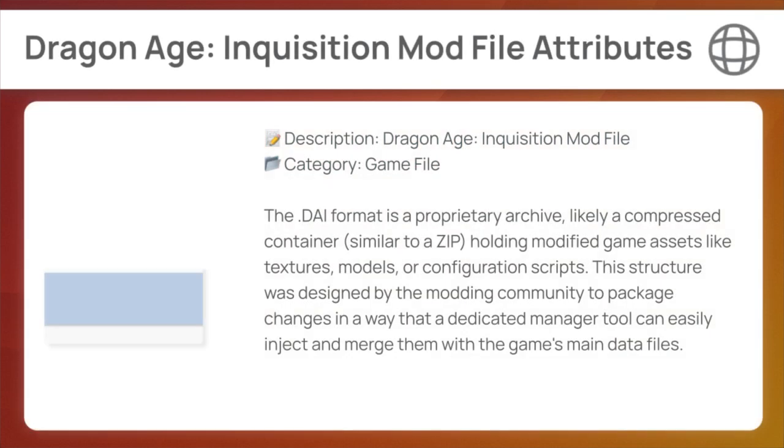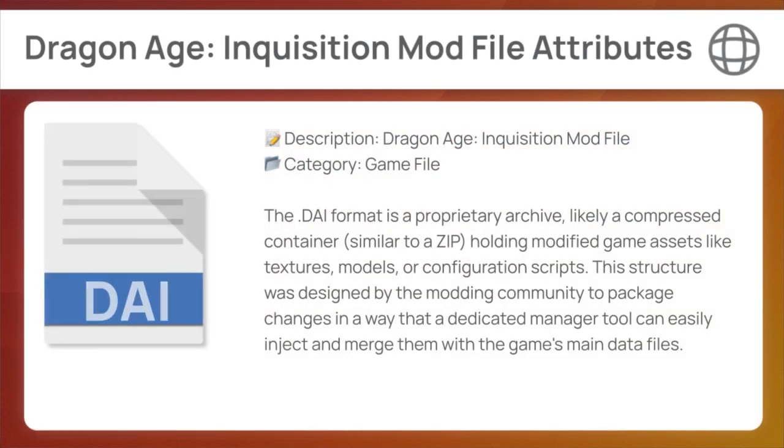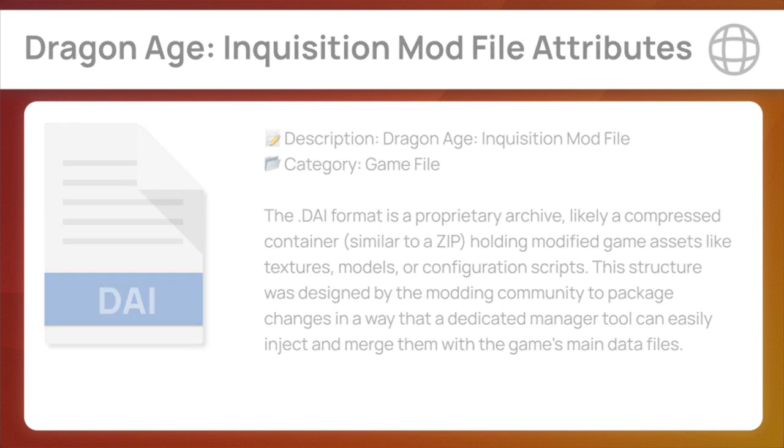The DAI format is a proprietary archive, likely a compressed container similar to a zip, holding modified game assets like textures, models, or configuration scripts. This structure was designed by the modding community to package changes in a way that a dedicated manager tool can easily inject and merge them with the game's main data files.